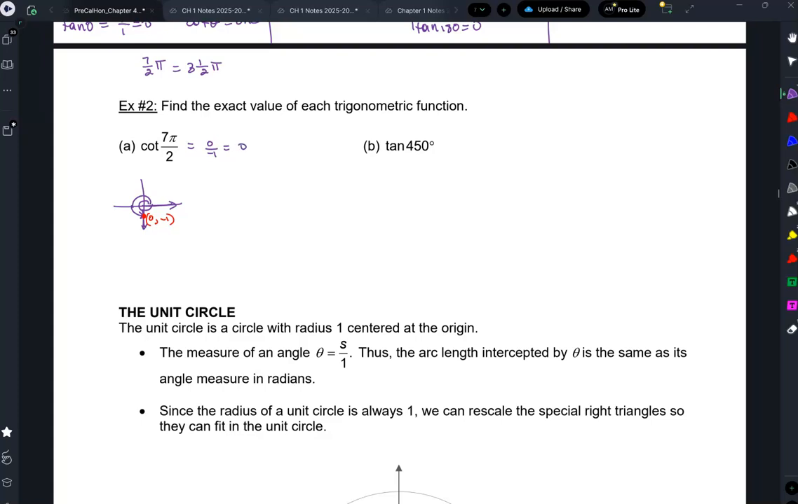Okay. Tangent of 450. So we start here. I go 360. I have to go another 90 degrees to 450. What would be a proper coordinate point there? 0, 1. And tangent is y over x, undefined.